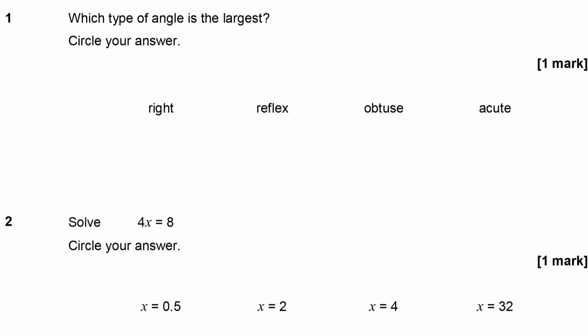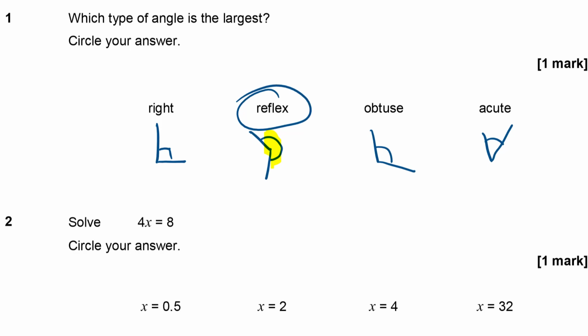Which type of angle is the largest? Circle your answer. Okay, so we've got right, reflex, obtuse, acute. A right angle is 90 degrees. Reflex is any angle beyond a straight line, so an angle like that. Obtuse means an angle between 90 and 180, so between a right angle and a straight line, and an acute angle is less than a right angle. So the largest type is the reflex angle. I'm going to circle that one there.